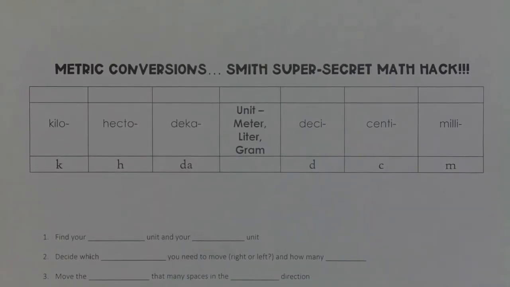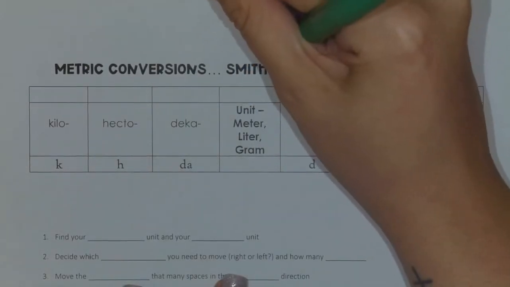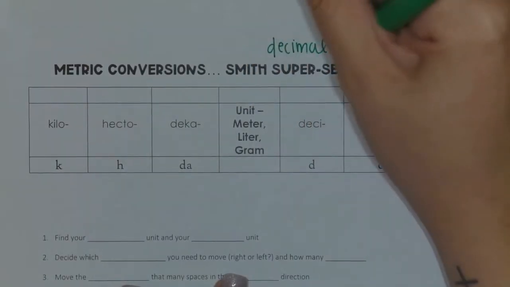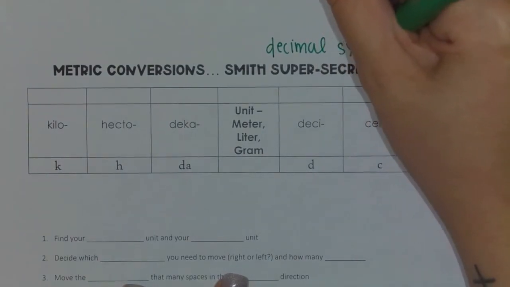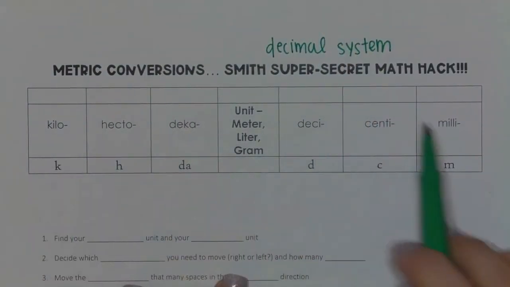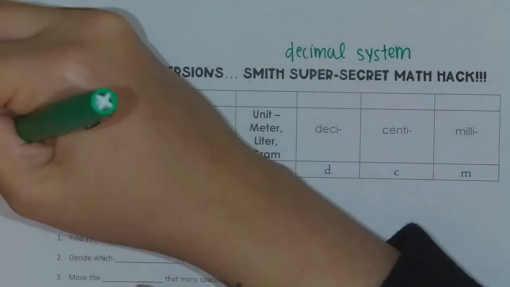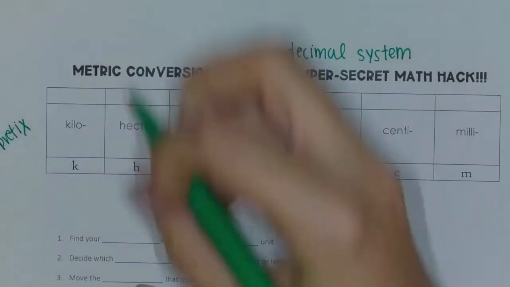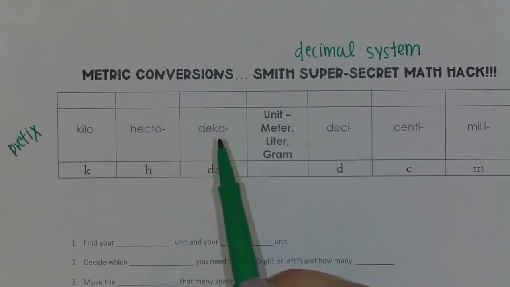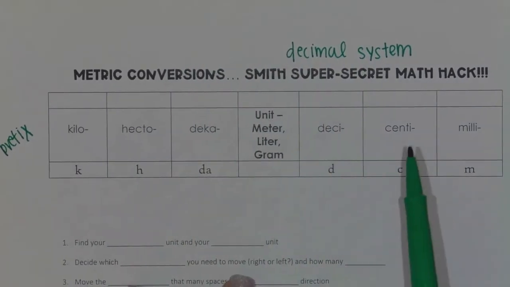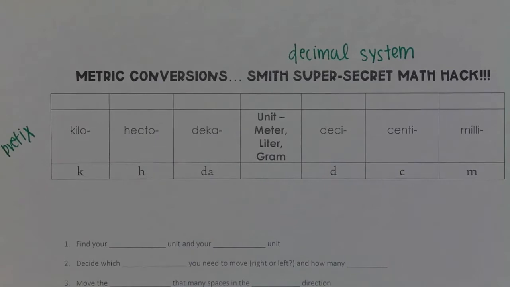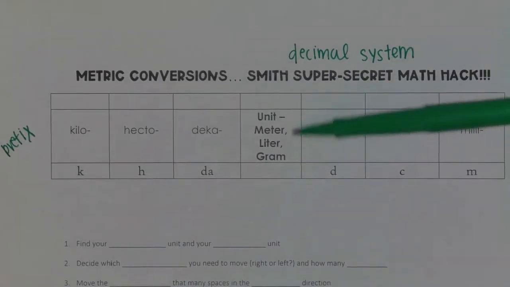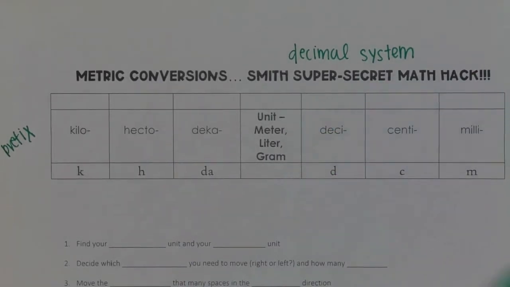So when we talk back about our notes that we did over metric and customary, we said that metric conversions, the metric system, is based on a decimal. It's a decimal system. So I can have all of these different prefixes here. So I can have a prefix of kilo, of hecto, of deca, deci, centi, and milli. All of those are prefixes here. And my metric units are meters, liters, and grams.